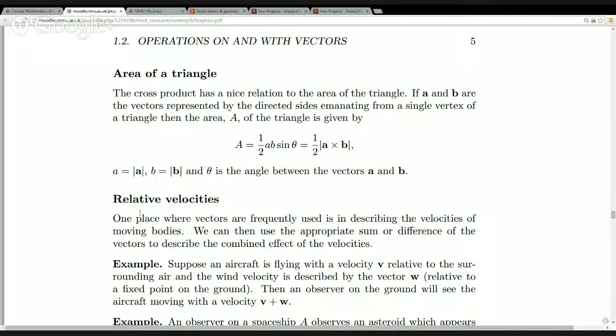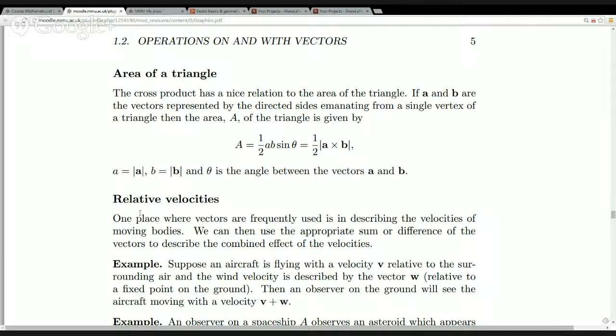As far as the plane is concerned, relative to its environment, to just the air it's moving through, the plane is just experiencing a velocity v. But relative to a fixed observer on the ground, it would have velocity v plus w, where w was the velocity of the air, so to speak, relative to the ground.